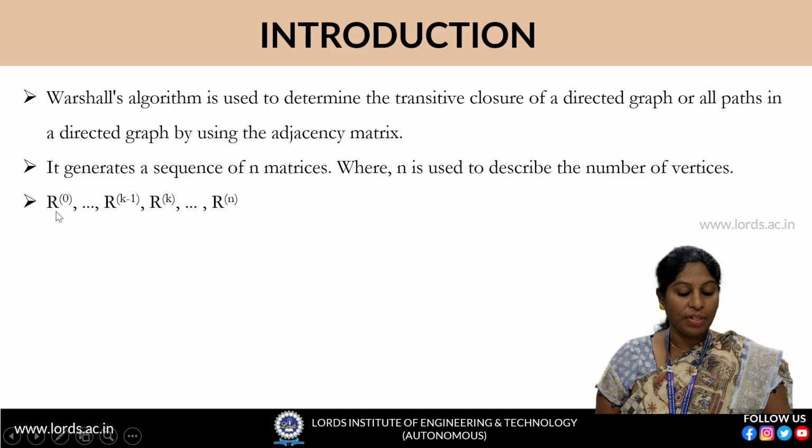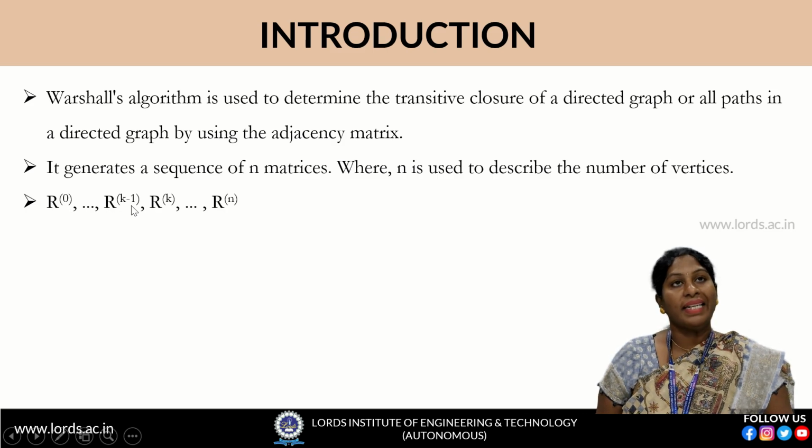Warshall's algorithm is mainly used to find the transitive closure. It generates a sequence of matrices of size n. Here n represents the number of nodes, or we can say the number of vertices. Here we are given R, which is a relation, an adjacency matrix. R is a transitive closure of a relation. So let us consider R0, Rk-1, Rk and Rn. These are all the adjacency matrices of each and every node.